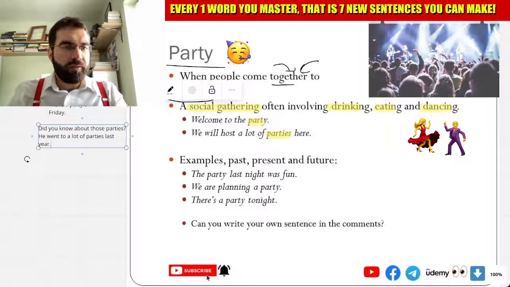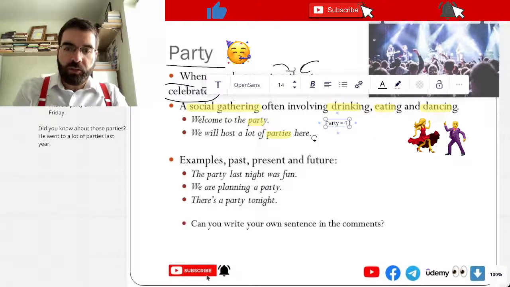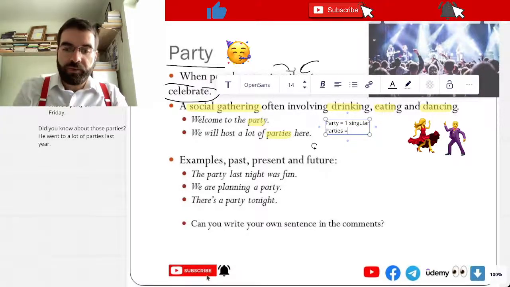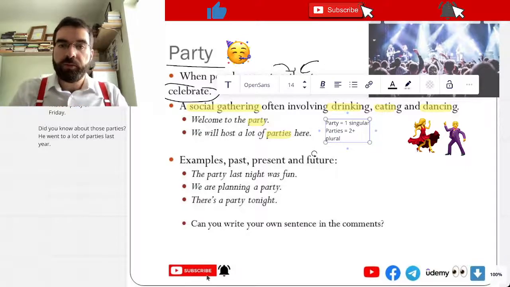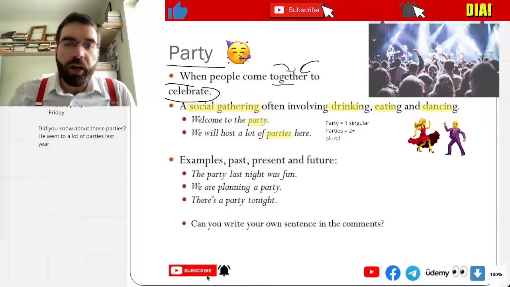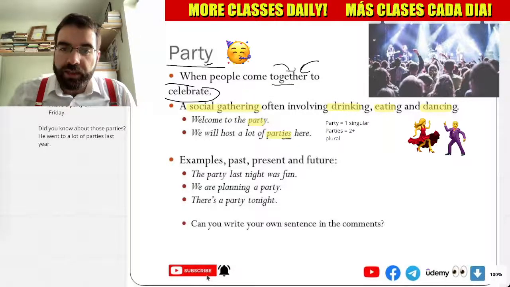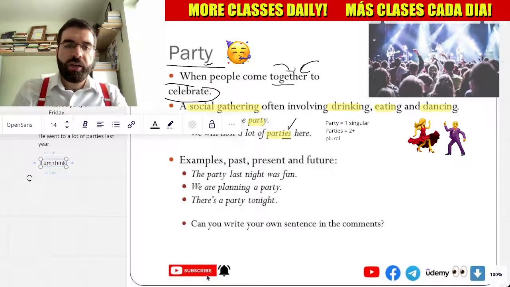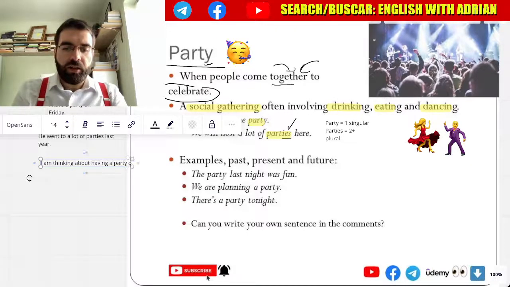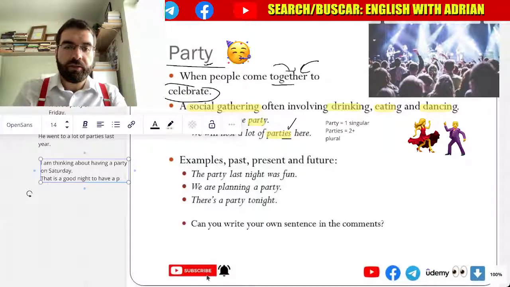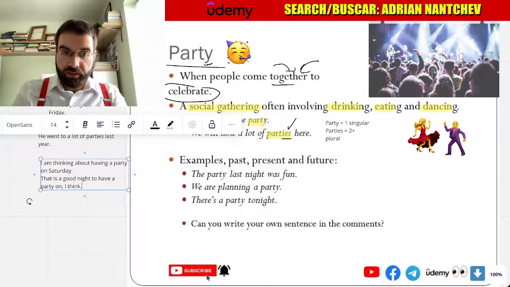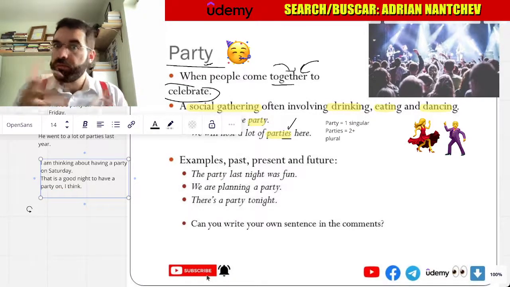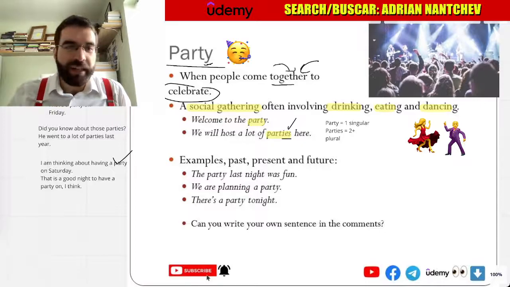Okay, so we can have party, singular, and parties, two plus, plural. Party, parties. Get rid of the y and add ies. How cool is that? So I am thinking about having a party on Saturday. Yeah, that is a good night to have a party. Party on, I think. Depends. Okay. Yeah. How cool is that?